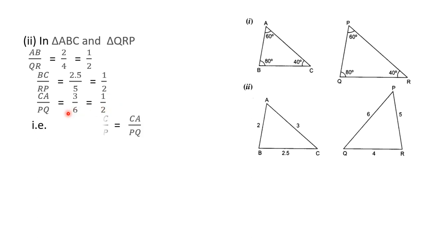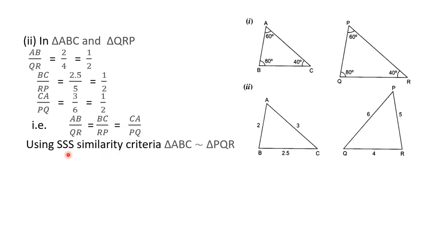Now here we have the ratio of the three sides the same. So we can say AB upon QR is equal to BC upon RP is equal to CA upon PQ. So here by the SSS similarity criteria, the triangles are similar. So we can write triangle ABC is similar to triangle PQR.